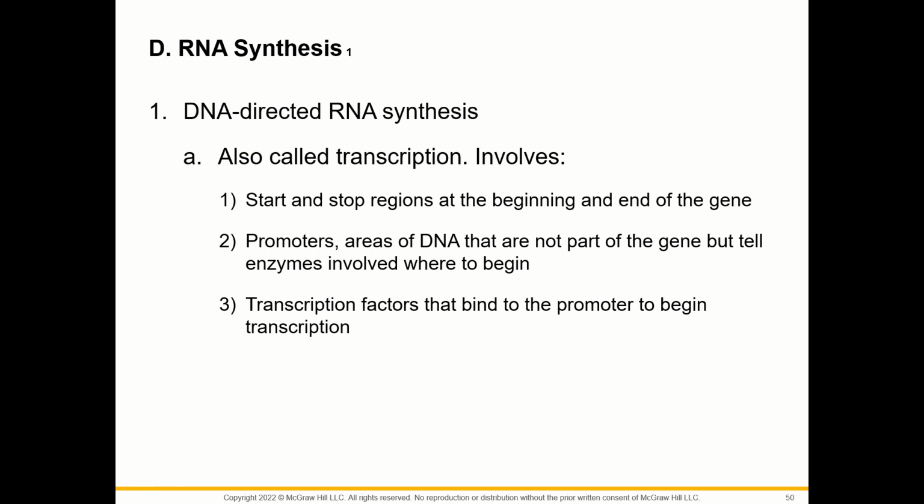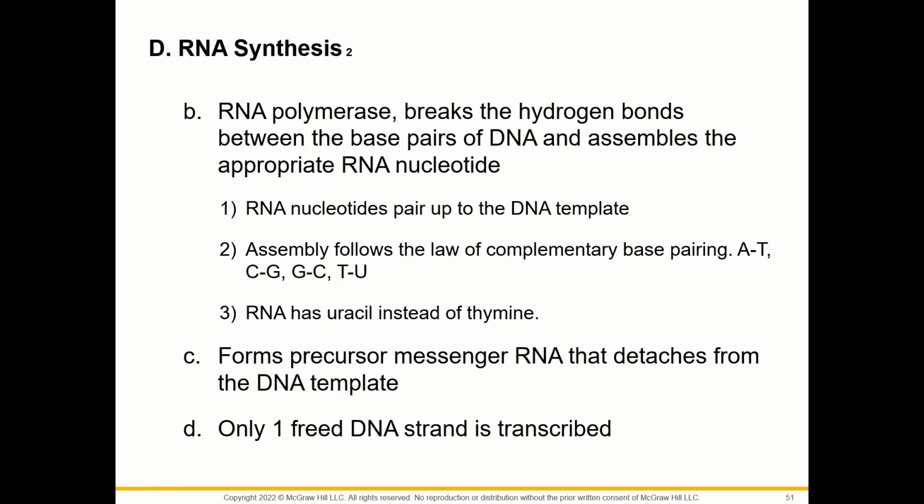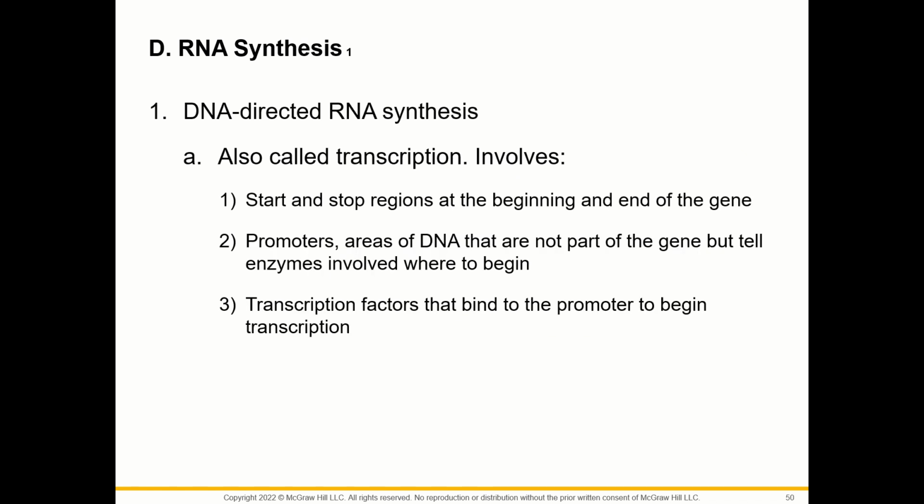In order for the genetic code to be translated into the synthesis of specific proteins, the DNA code first must be copied onto a strand of RNA. This is accomplished by DNA-directed RNA synthesis, which is the process of genetic transcription. All right, so we started with the transcription and involving the stop and start region, promoters, and transcription factors.